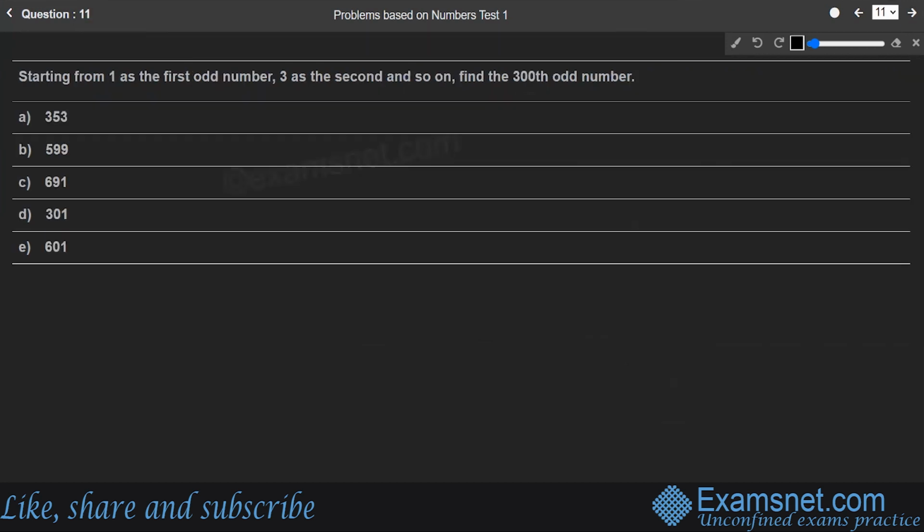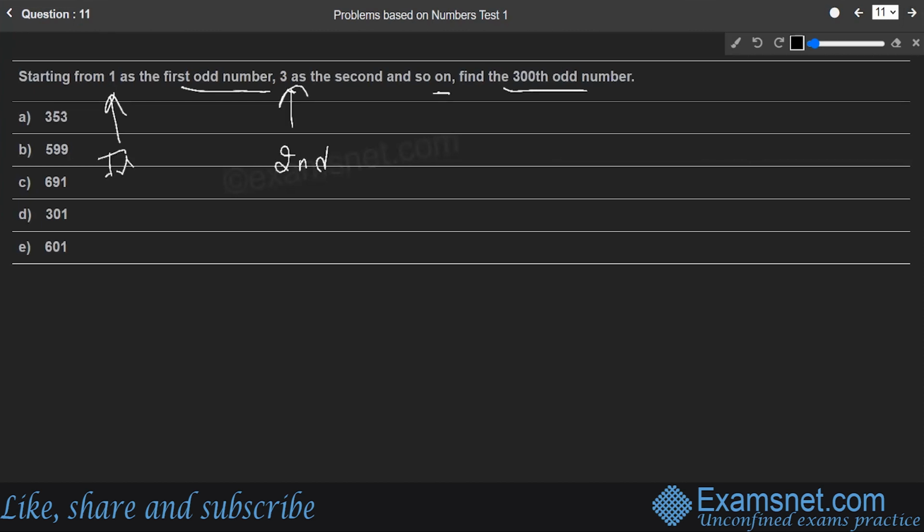Now, starting from 1 as the first odd number, 3 as the second, and so on, find the 300th odd number. What are they asking? Starting from 1 as the first odd number. So 1 should be taken as the first odd number, and 3 should be taken as the second odd number.